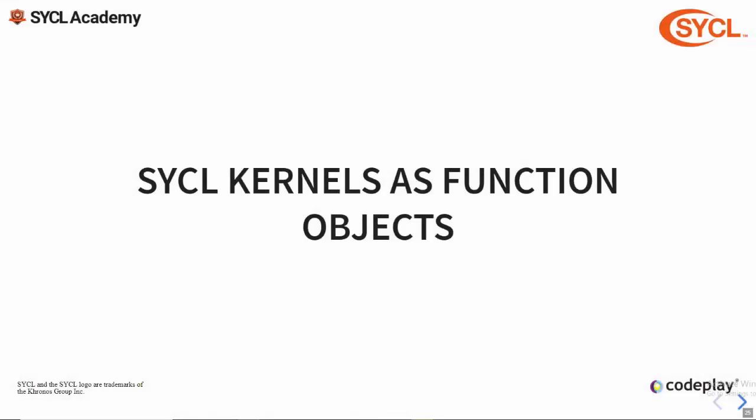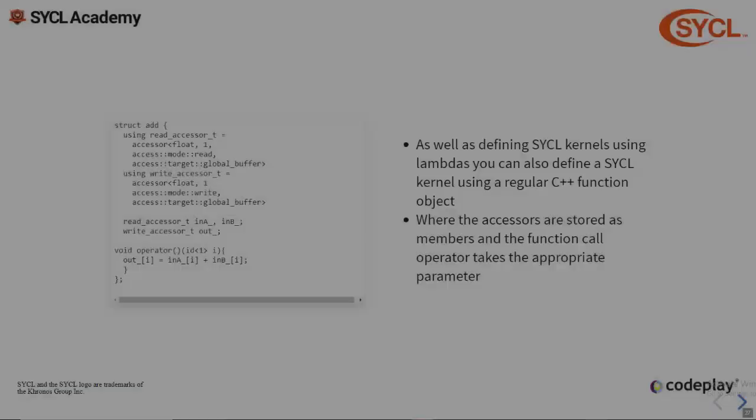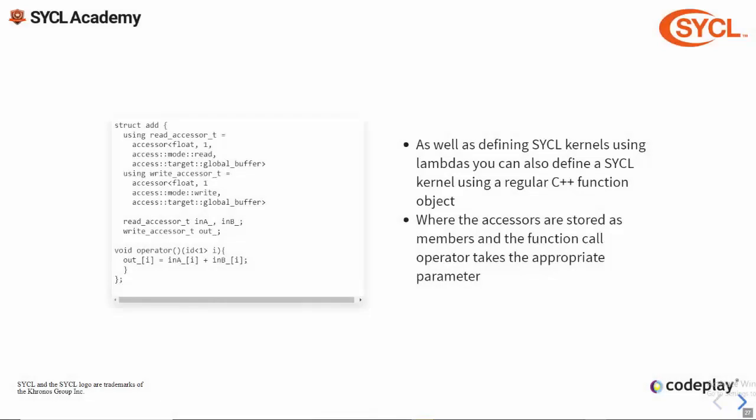Next, we're going to take a look at how to define kernel functions as function objects. So in all the examples we've looked at so far, we have used lambda expressions to define the kernel functions. Now we're going to look at how you can do this with a function object instead. A SYCL kernel function defined as a function object must store any variables such as accessors as member variables, and the function call operator must take the appropriate index type for the API you intend to pass the function object to. Remember, the member variables must always be stored by value.